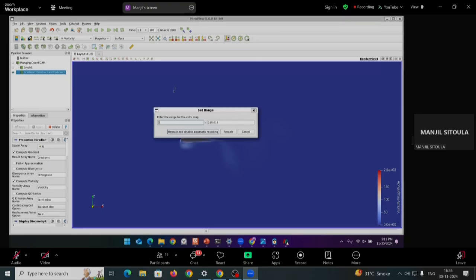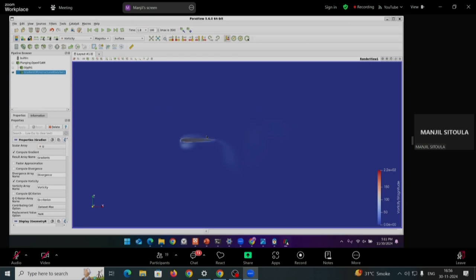Now let's customize this because there are some places with very high values of vorticity, which will not visualize properly. Okay, now let's play this. Here we can see the vorticity magnitude plot, and there is formation of vortices at the leading edge as well as at the trailing edge, where the vortices are being separated. So this is what I wanted to show.